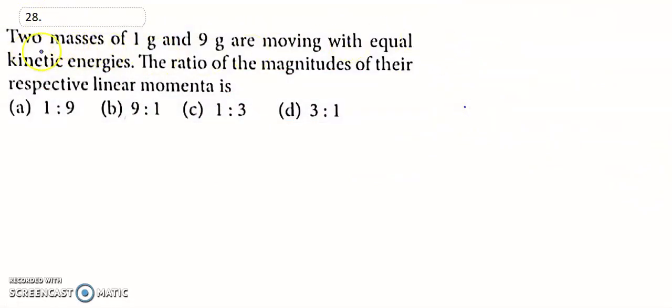For the 28th, two masses, 1 gram and 9 gram, are moving with equal kinetic energy. What is the ratio of the magnitudes of their linear momentum? Kinetic energy is p square divided by 2m. So how are mass and linear momentum related? Mass and linear momentum are directly proportional.